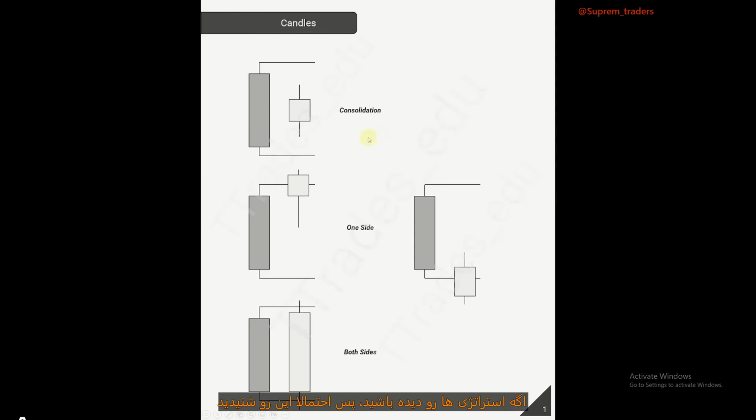There are three ways a candlestick can form, and if you know the strat, you have heard of this. The first way is a consolidation, and that means that this candle here could not take out the previous candle's high or buy side liquidity, or the previous candle's low or sell side liquidity. By definition, price is just consolidating here.